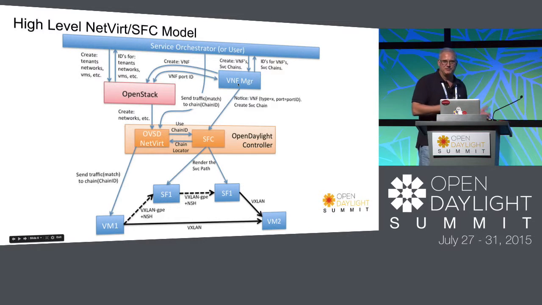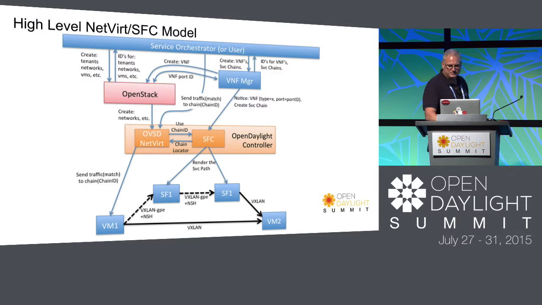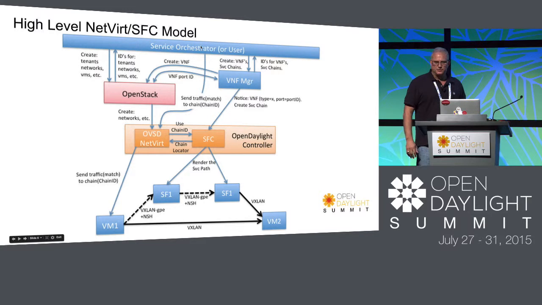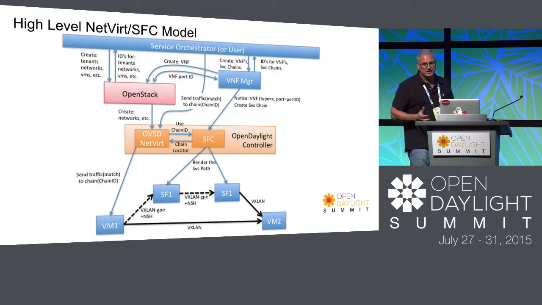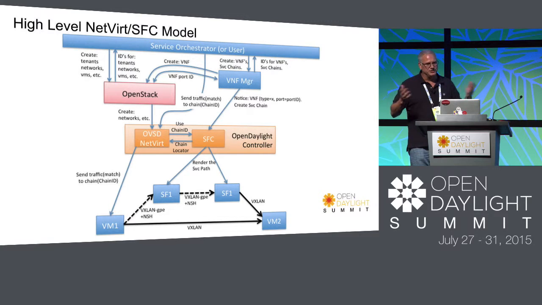Once we have the user VMs and the service functions created, the VNF manager would need to create service chains, and so inform SFC, these are the service chains you need to build, here's where your service functions are. Then the orchestration or user would need to say, I want this traffic to use this service chain. I'm envisioning some type of match, a certain set of conditions. This is the classification: define a classification and then identify the chain.